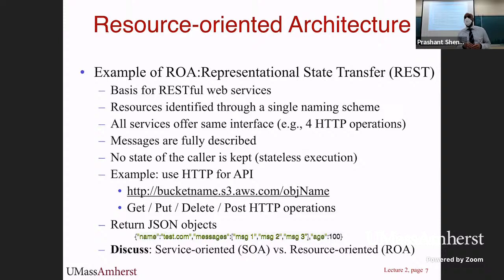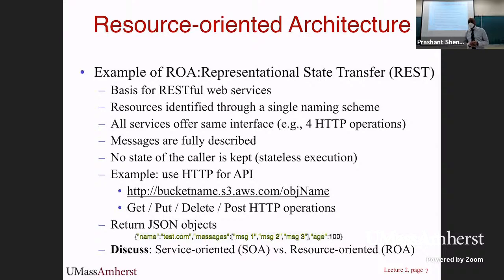Now the typical way to write a RESTful application is to use HTTP as a method for communication, because HTTP uses URLs, and a URL is already a naming scheme for resources. In the default web, a URL typically represents a web page or an image. That's the resource we are talking about. When you use that name, you essentially go and retrieve it. That's a standard GET request that you make over HTTP.